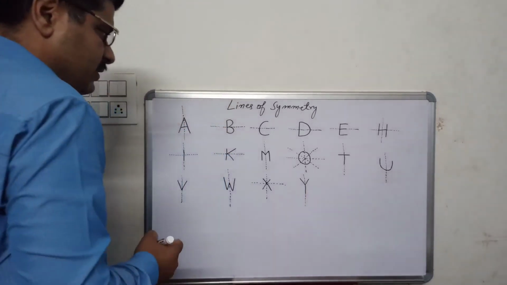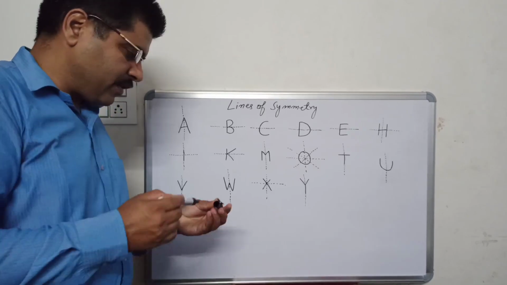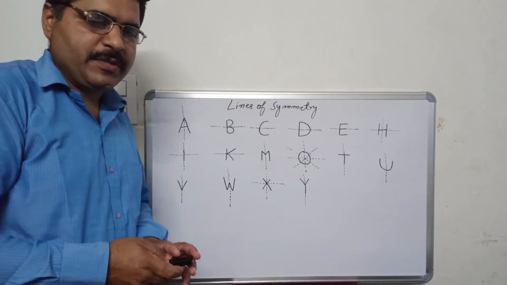vertical. So these are the lines of symmetry of English alphabet, and there are other alphabets which are not having any line of symmetry. Thank you.